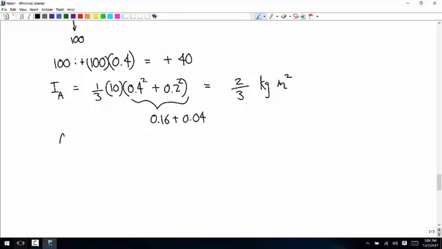And now we can put this into the angular Newton's second law. And we get positive 40 is equal to 2/3 alpha. So alpha is equal to 160 radians per second squared.